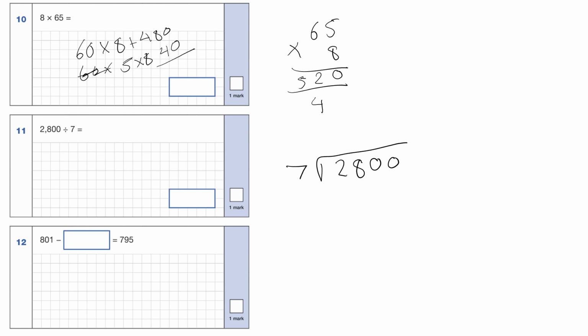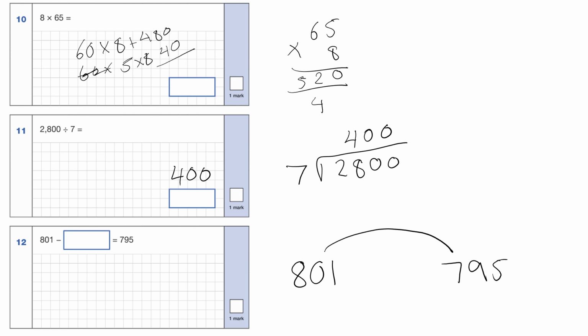Divided by 7, we should know that 7 times 4 makes 28. Place value holders, so it's 400. 801 take away something makes 795. Just use a number line. 795 add 5 makes 800. We need to add 1, so adding 6. So we got 6 there.